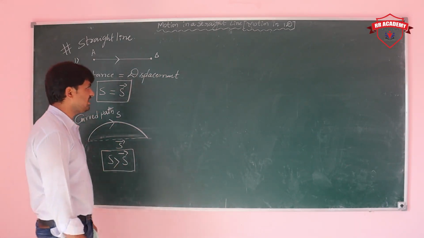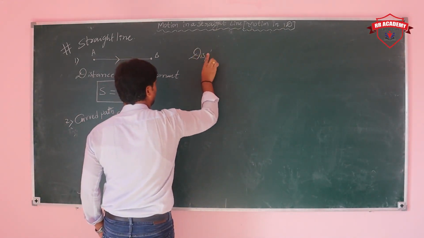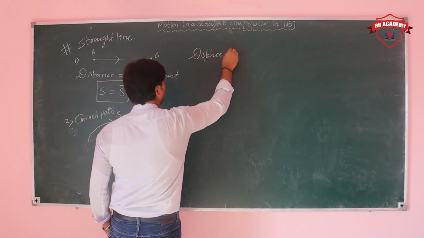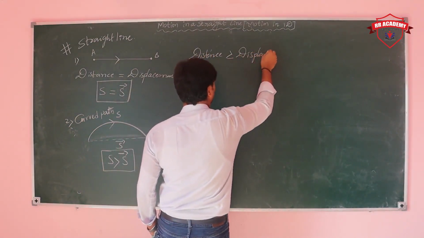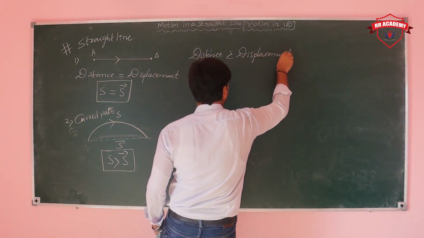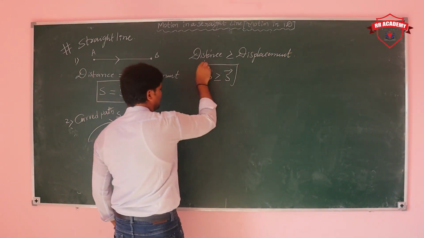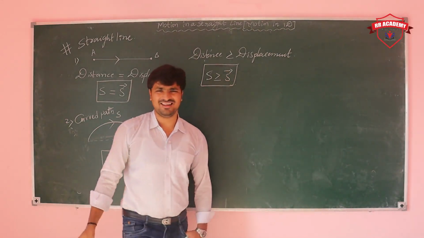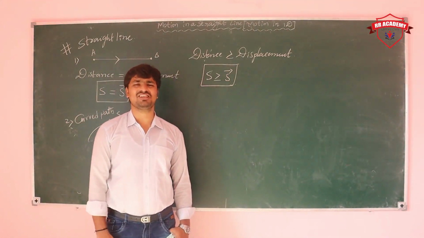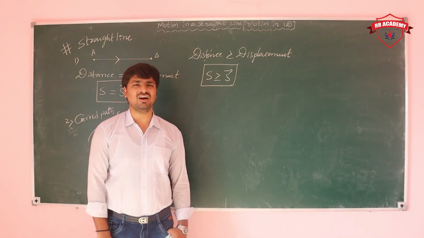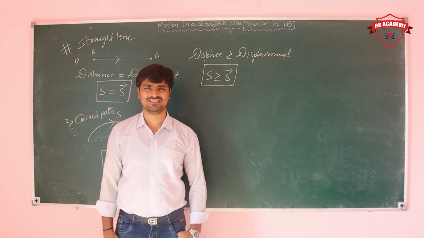Finally, what we can say is that whatever it is, distance is always greater than or equal to displacement. If it is a straight line, distance is equal to displacement. If it is a curved path, distance is greater than displacement.